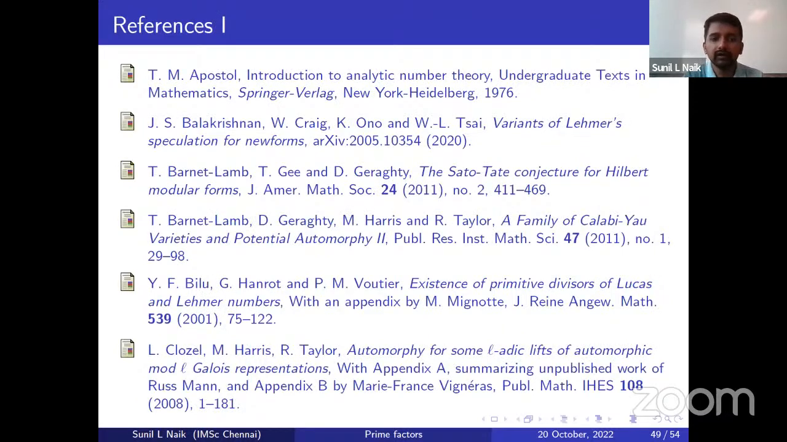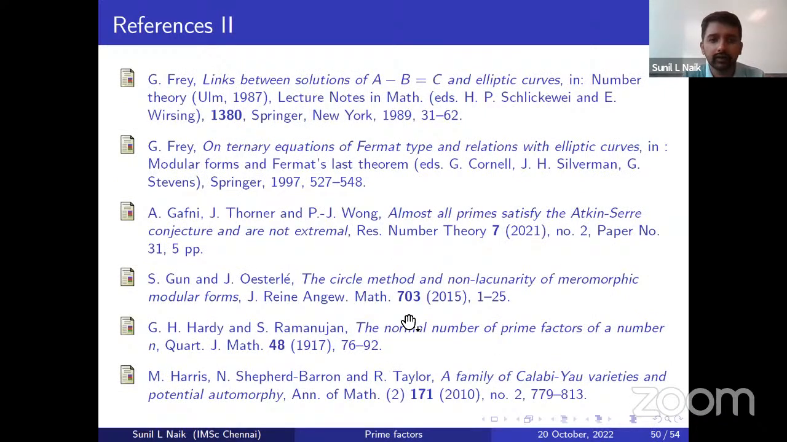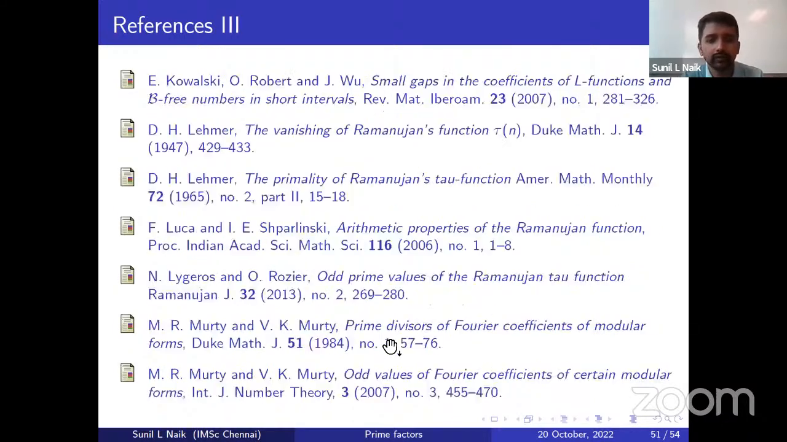These are the references. This is the paper where the Sato-Tate conjecture has been proved, and this is the paper where Bennett and Gherga proved that n0 is equal to 30. This is the paper where the Frey conjecture, ABC conjecture, and so on are discussed. This is the paper where Luca and Shparlinski proved the unconditional lower bound for the number of prime factors of tau of n. And here is the paper where Murty and Murty show that the number of prime factors of tau of n has normal order half log log n the whole squared, under the GRH.